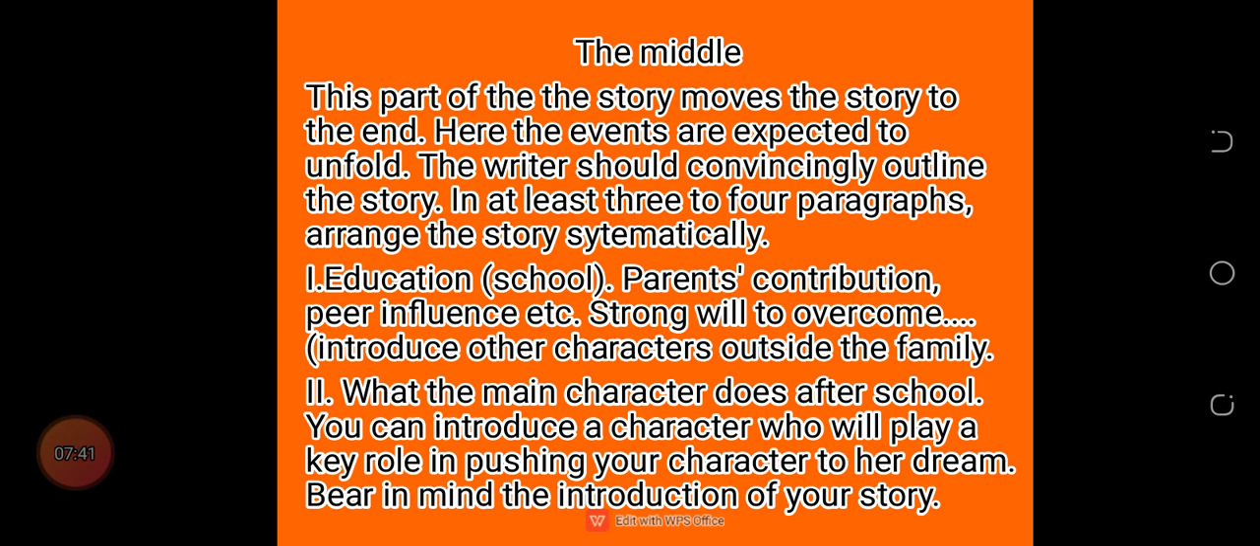So let's look at the example we have here. It says that we can have this in at least 3 to 4 paragraphs. Arrange the story systematically. So one, you want to talk about education. Okay, so maybe if you introduce a character, you want to create an environment where you have the school environment. So we are going to have the education. What is it about the person's education? Did the parent really contribute towards education? Did the character face any challenge, from friends, peer influence, or was there any strong will to overcome it? Then you also introduce other characters.